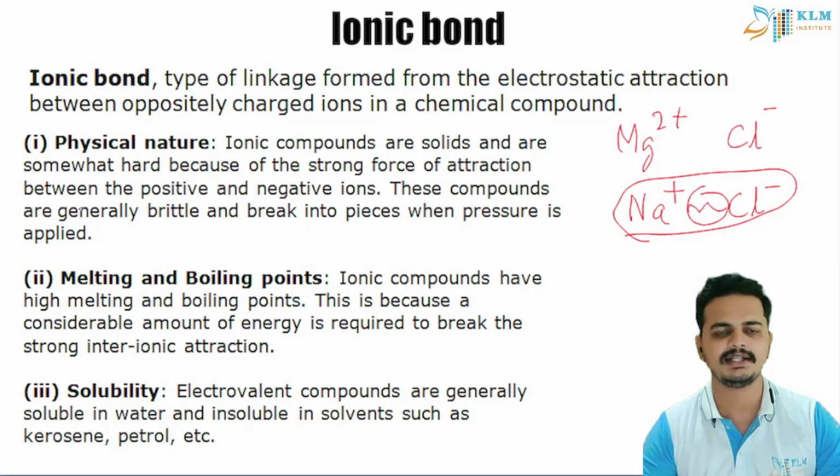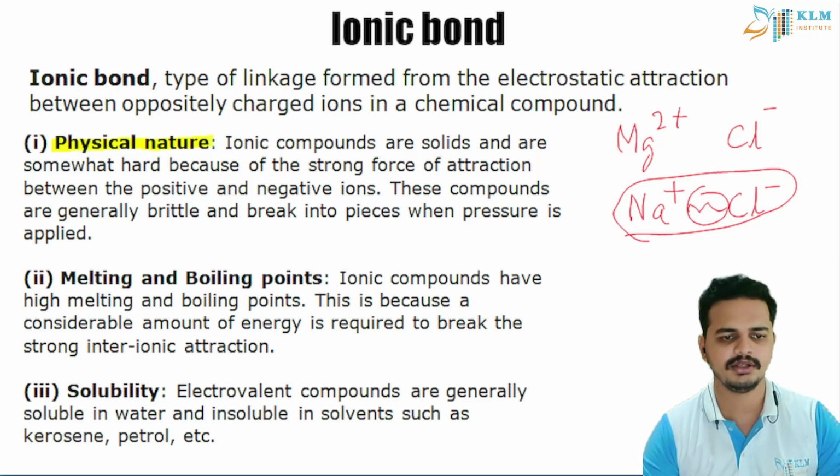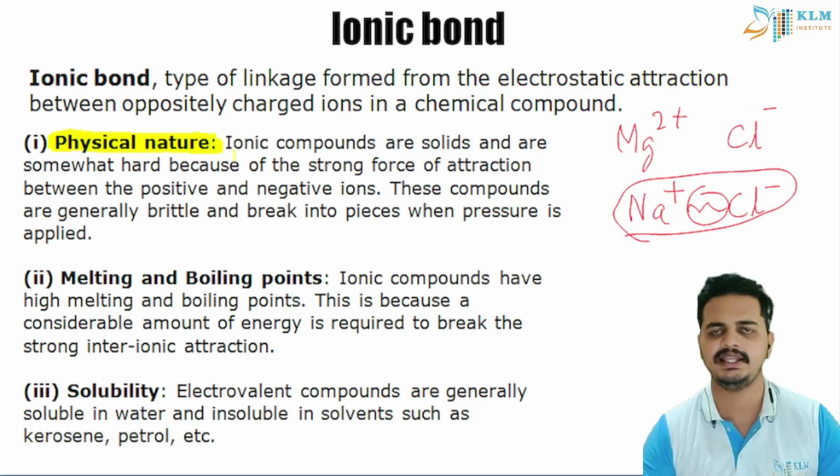Now let us study the properties of ionic bonds. Their physical nature is very simple. You can see here, this has only 4 points, students. You can remember it very easily. Ionic compounds are solids. You can take one example and remember all this: NaCl is a solid and somewhat hard. You cannot break NaCl very easily. And it has a strong force of attraction.